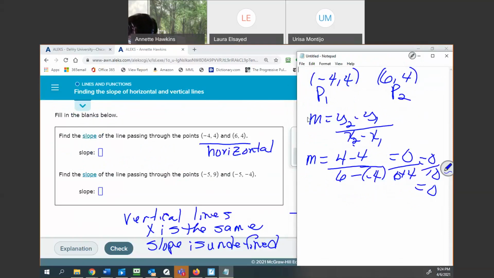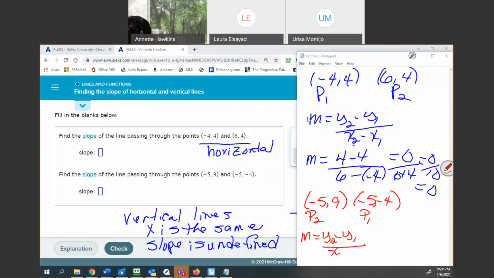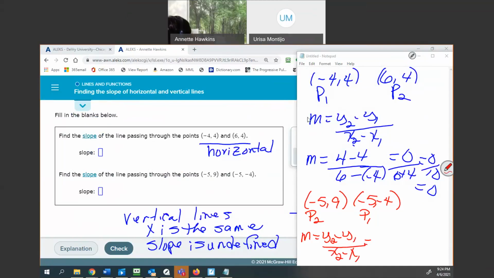All right, let's do this one. The points are (-5, 9) and (-5, -4). Let's call this point 2, point 1, so that you can see it does not matter. M equals, always write your formula down before you put your numbers in. It just helps. Okay.